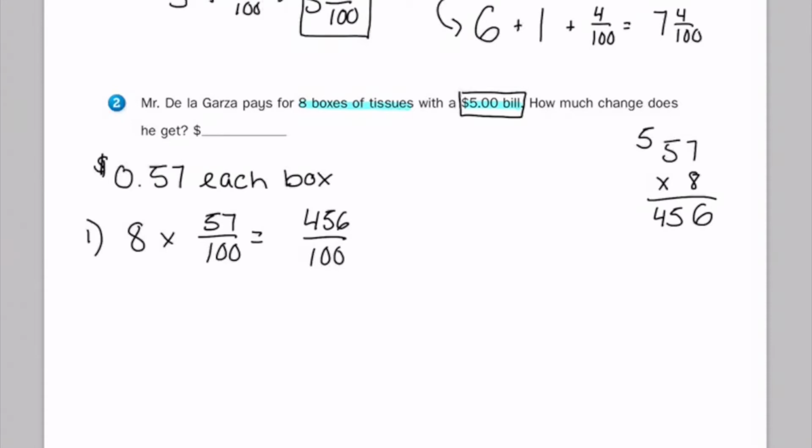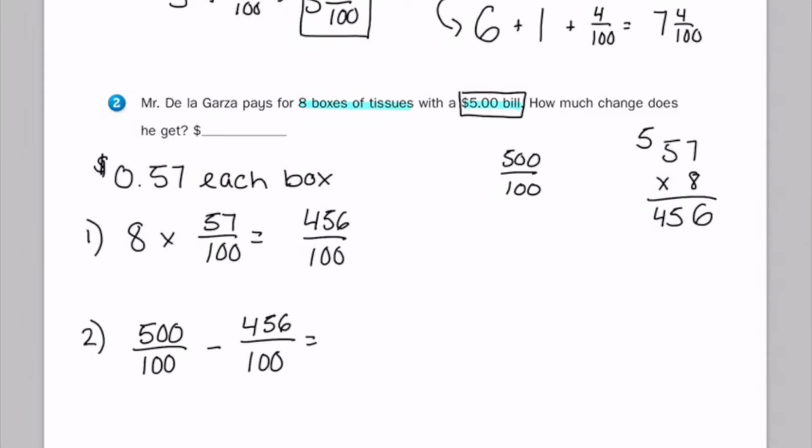If I wanted to write a $5 bill in hundredths, it would be 500 hundredths. So here's number 2. Now we have to figure out how much change. If he paid with a $5 bill, which is also 500 hundredths, minus the 456 hundredths it cost, he would be left with 44 hundredths, which you can also write as 44 cents.